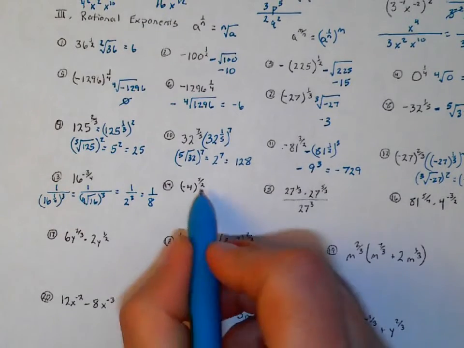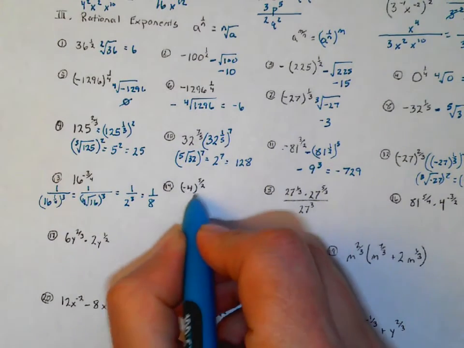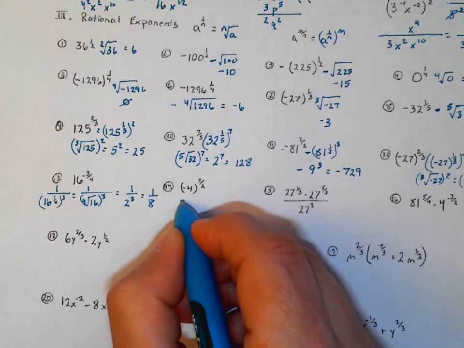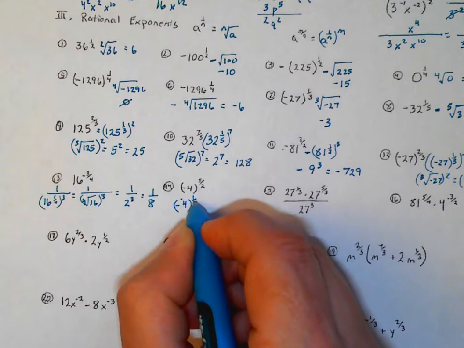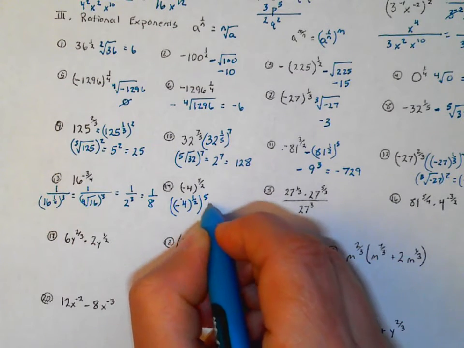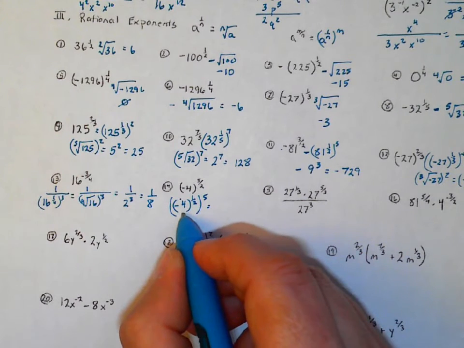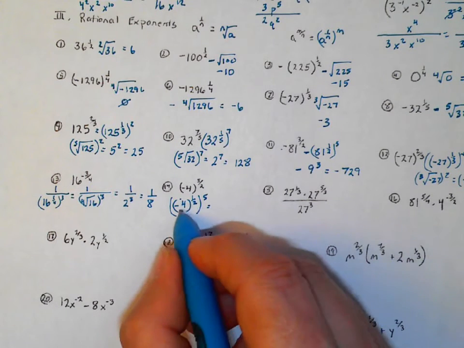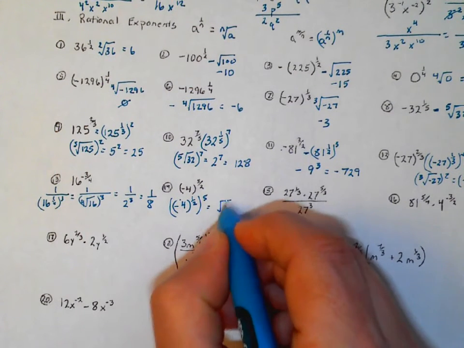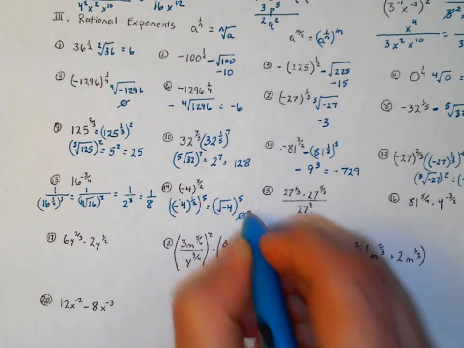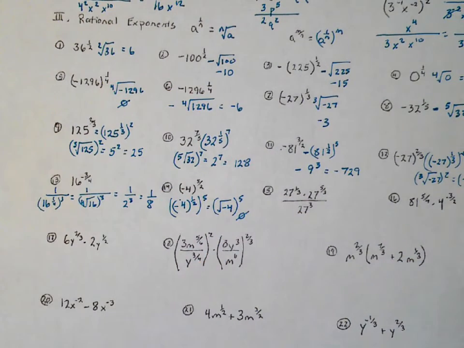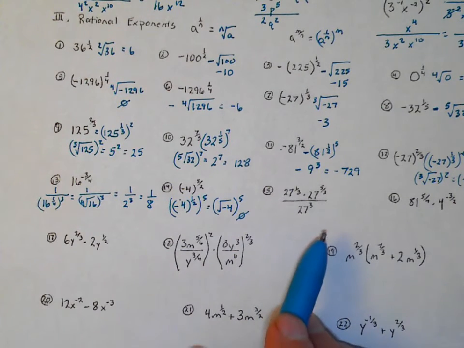Okay. This one's negative in the parentheses, so it goes with it. So it'd be the square root, right? So I'll write it out. To the 1/2 power to the 5th. So the square root of negative 4 is not real, right? So there is no real solution to that problem right there. Okay. Yeah, so we'll just keep going here.